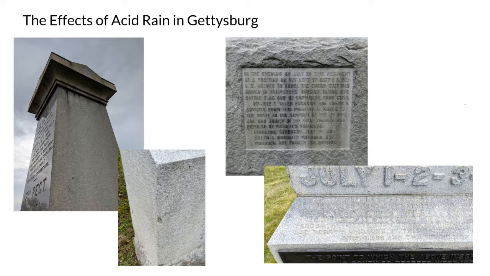So we're going to look at two types of monuments. The first ones are monuments made of limestone and marble. Limestone and marble are white or beige or very light gray rocks that are used in lots of monuments and memorials. Like all the monuments and memorials in DC are made of marble. A lot of the ones at Gettysburg are made of limestone. Limestone and marble are made of the same chemical substance, calcium carbonate, and they are affected by acid rain.